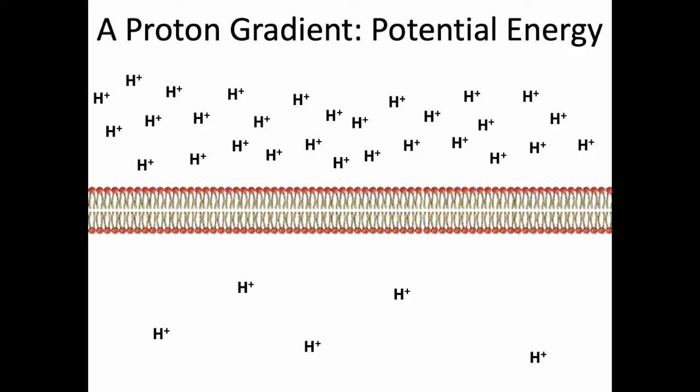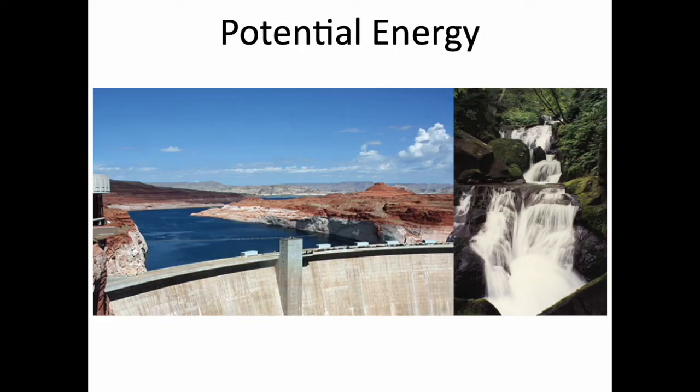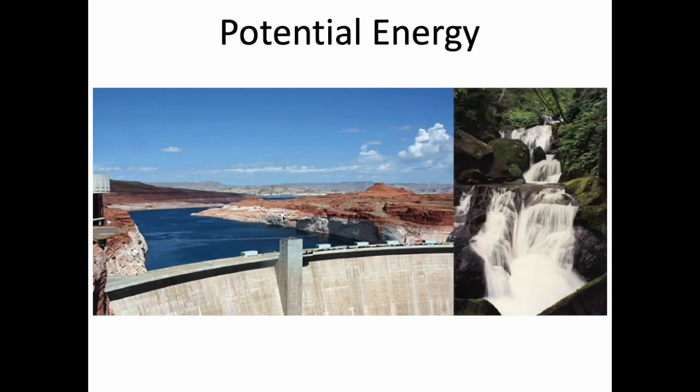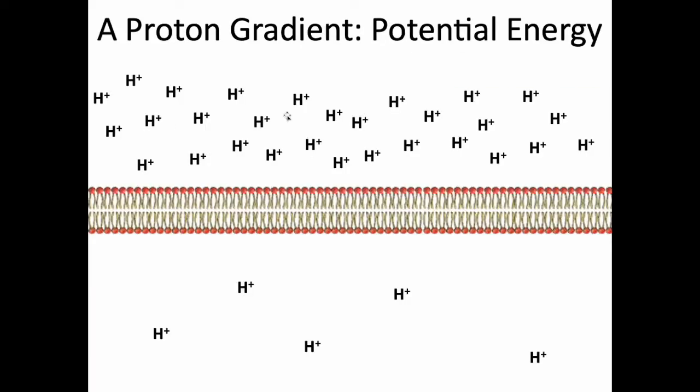This is actually very similar to another example of potential energy that we saw in the last chapter, the dam and the waterfall. This water here in the reservoir wants to flow downhill, just like these protons want to flow from high concentration to lower concentration. But the water can't. The dam is in the way. It's holding it back. And these protons can't go where they want to go because this dam, this lipid bilayer, is in the way. It's preventing them from going the way they want to go.